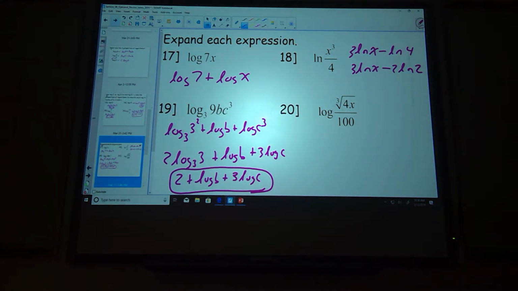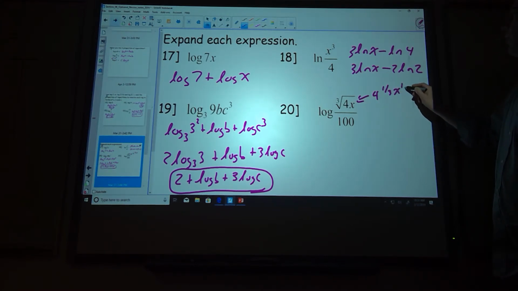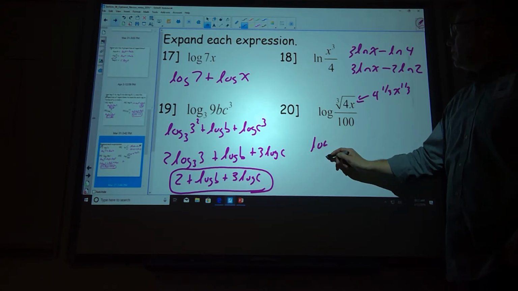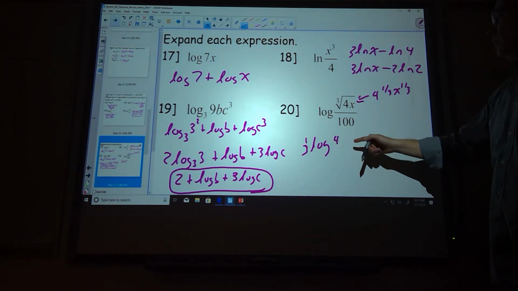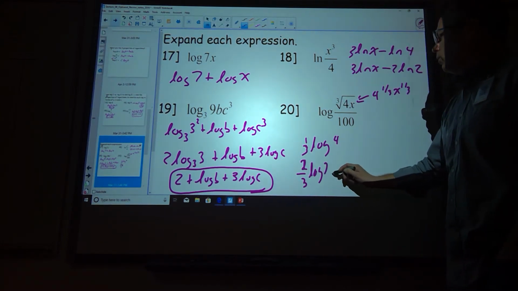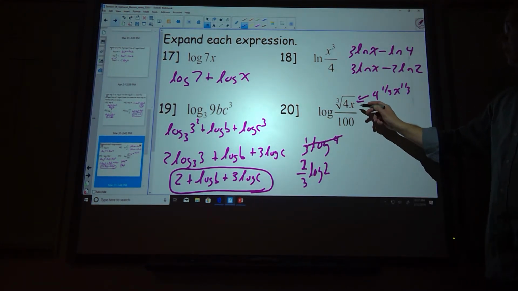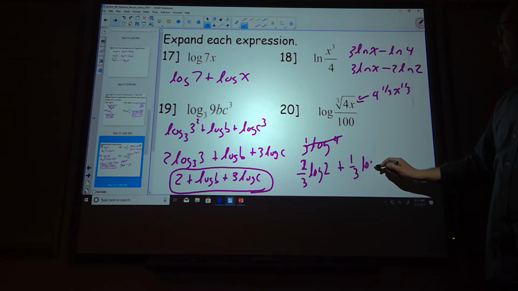And then everything, the 4x is all under the third root, so I'm going to get 4 to the 1/3 and x to the 1/3. Do you agree with that? Okay. So if we expand it, I'm going to get 1/3 log 4. I guess I can make that 2 squared. So I could then make that 2/3 log 2. That would work. And then plus 1/3 log x.